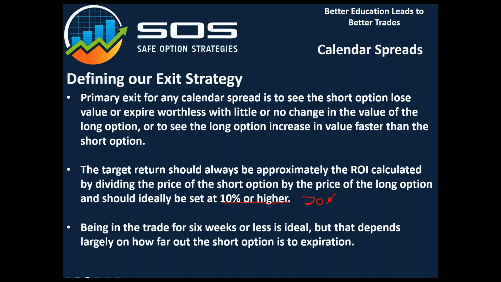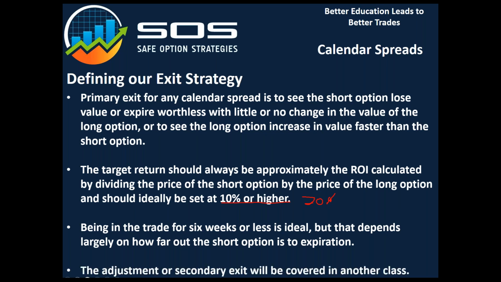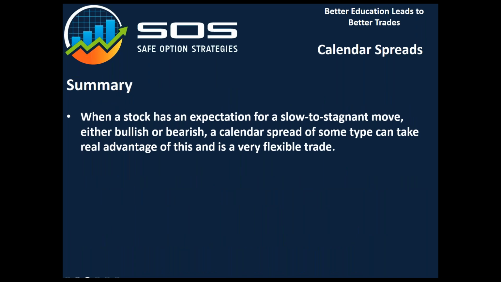Being in the trade for 6 weeks or less is ideal, but that depends largely on how far out the short option is to expiration. Don't be worried or bothered if you're in a calendar spread into a 7th week or an 8th week. By nature, when we start these trades, we anticipate probably being in them a little bit longer. And in our next class, we will define and cover our adjustment strategies.